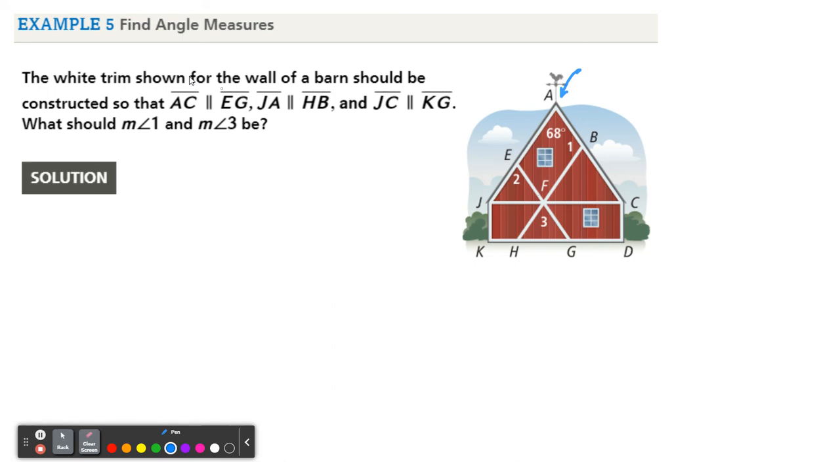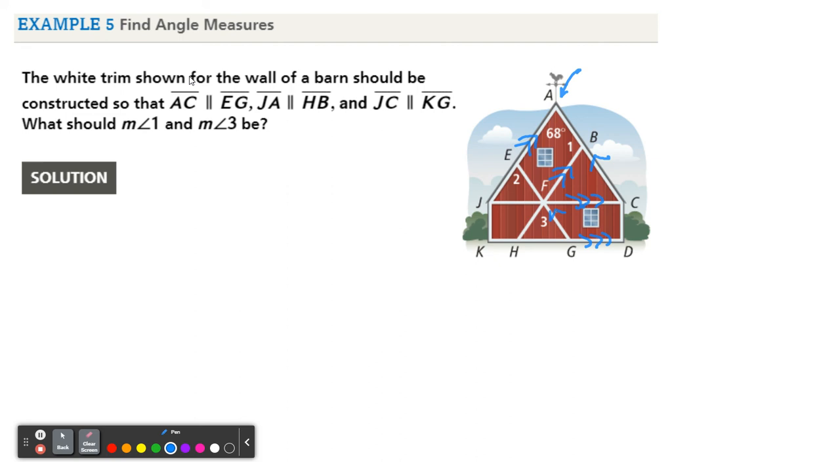And again, we have these parallel lines. AC, where's AC over here? AC parallel to EG. JA, where's JA? JA parallel to HB. And JC, notice the arrows, I'm using 3 now, is parallel to KG. I could have moved KG over here, but it's okay. So I have all these parallel lines. So let's talk about what kind of angles might be congruent, right?